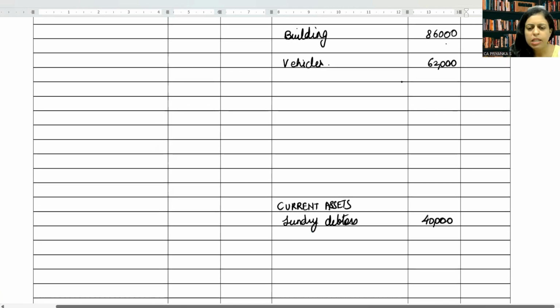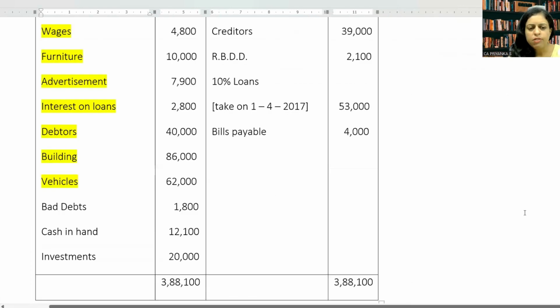So here I'm leaving some space for adjustment. Then I'm writing cash in hand. What is the value of cash in hand? 12,100. I'm going to write in the outer column because no adjustment is given.